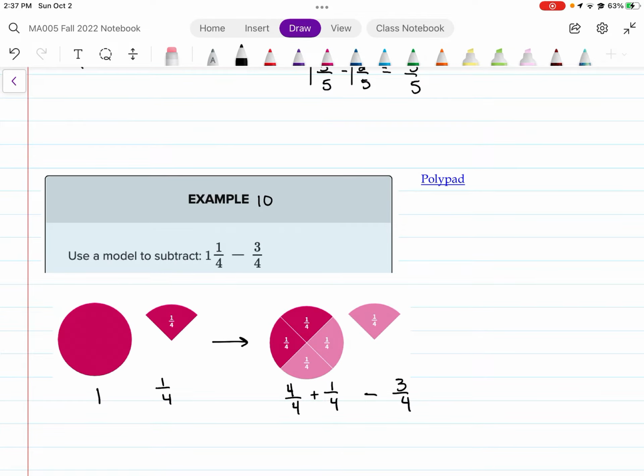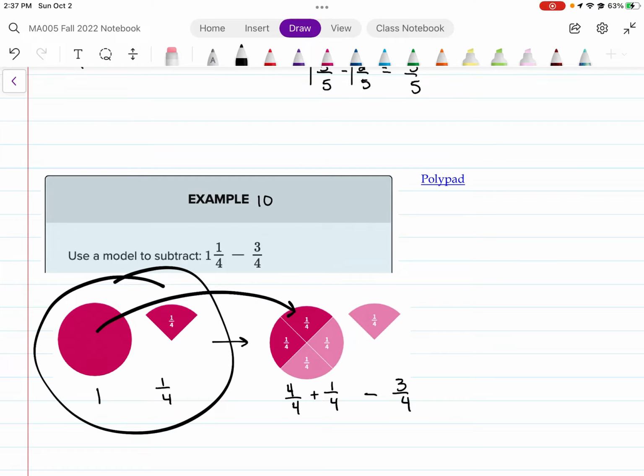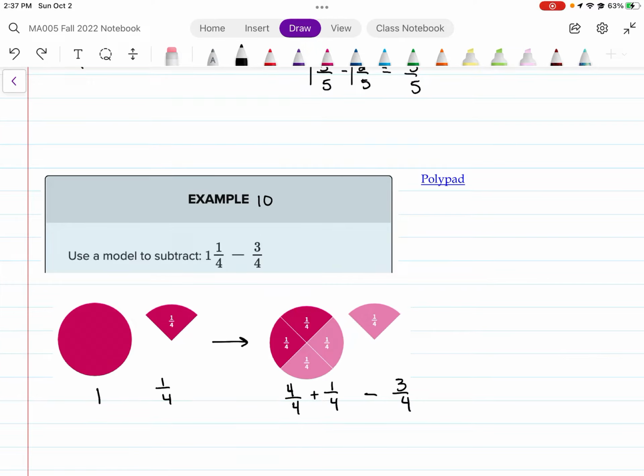And we've got 1 and 1/4 minus 3/4. So I took this 1 and 1/4, and I turned the 1 into 4/4. Okay, so now we've got 4/4 plus 1/4, and then we're subtracting 3/4. So we had to get rid of this one, and this one, and we're left with 2/4. Okay, so we get 2/4 left over.